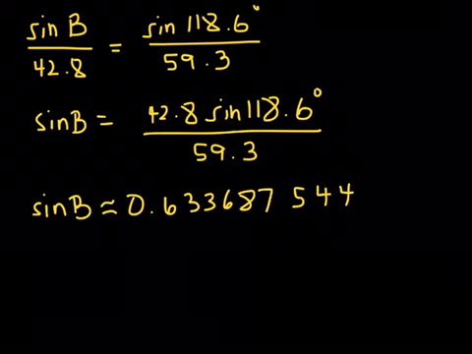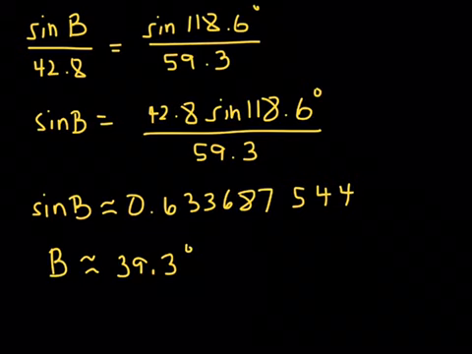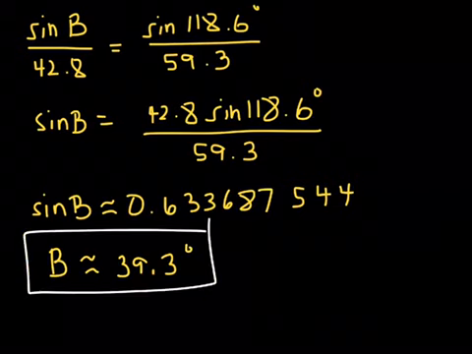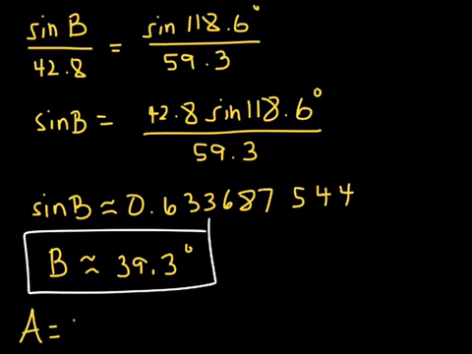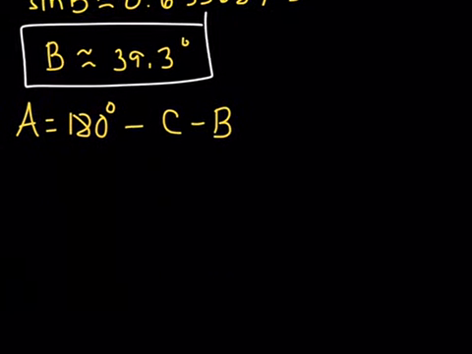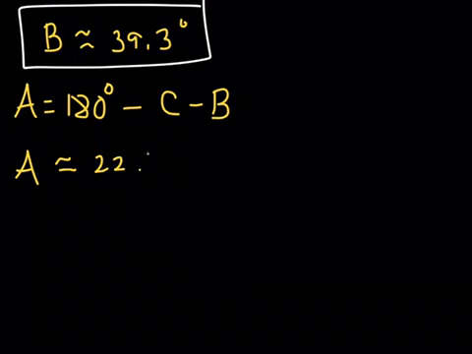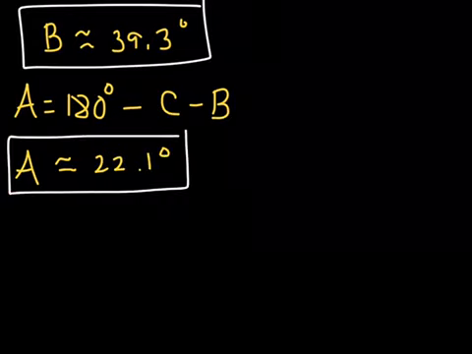And we're getting that angle B is about 39.3 degrees. Cool. The only angle that is left is angle A, and we can find angle A by just subtracting angles C and B from 180 degrees. So then angle A would be equal to 22.1 degrees when you do that. All right, we've solved the triangle. Good job, you guys.